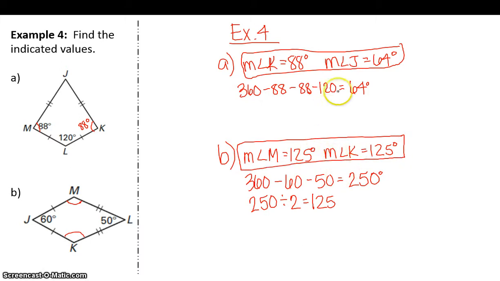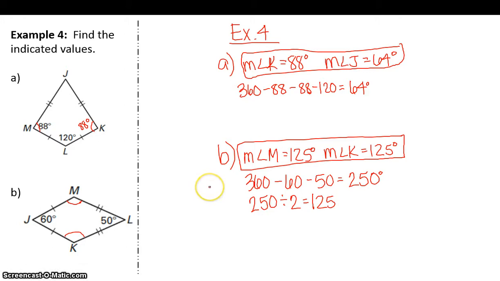So the last 3 problems, I think it is, or towards the end of your homework book problems, use this information that we know about kites and which opposite angles are congruent, and then finding the angle or angles that are missing that they want.